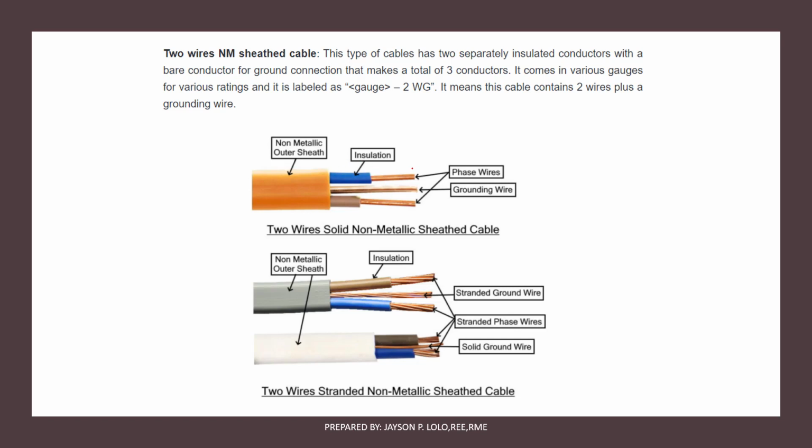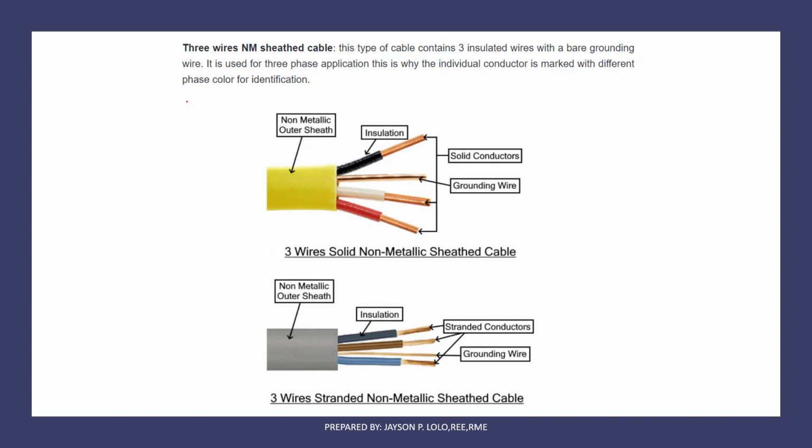So this is the easiest one in terminating wires because in one cable there are already three or more wires involved, or it contains two wires plus a ground wire. For example, we have two phase wires and a ground wire. These are the best illustration of the non-metallic sheeted cable. While we have three wires in a sheeted cable, this is a large cable that is used in the industry.